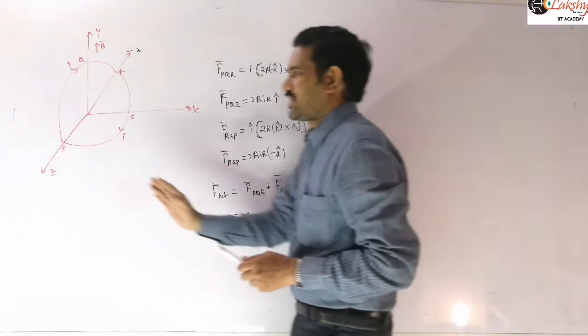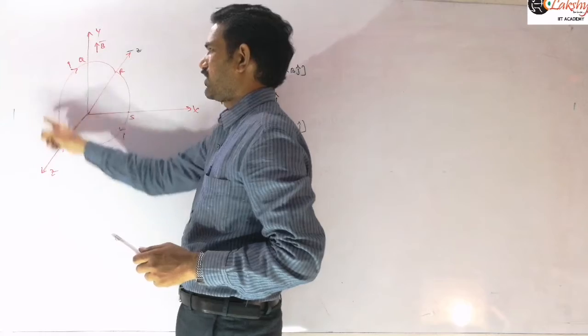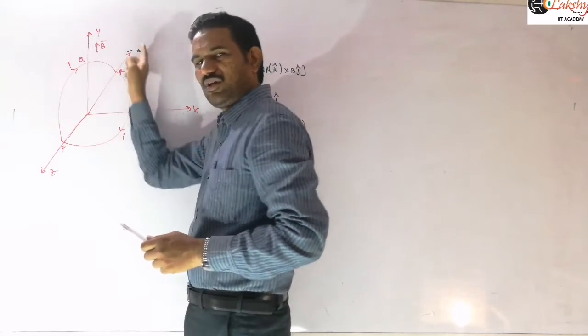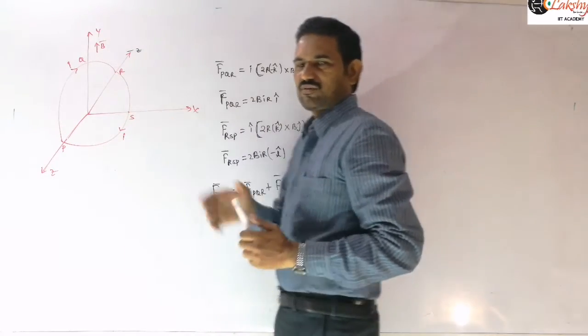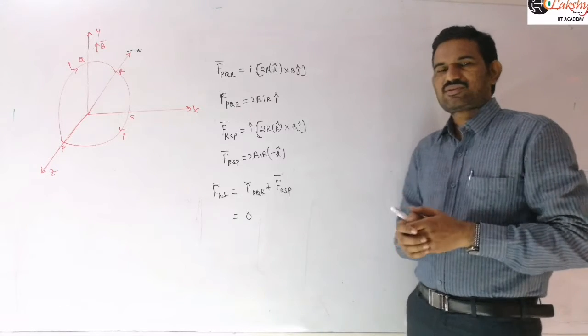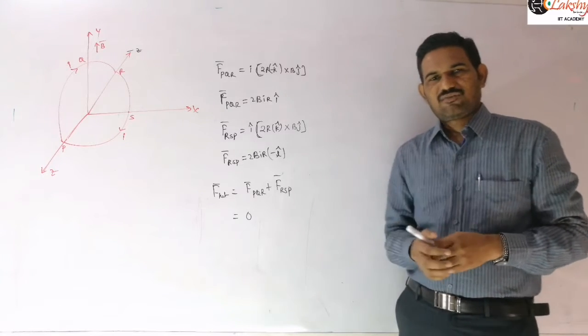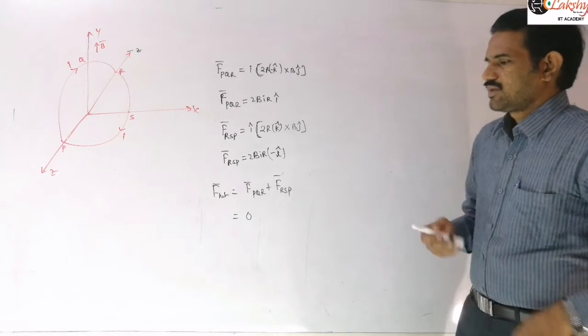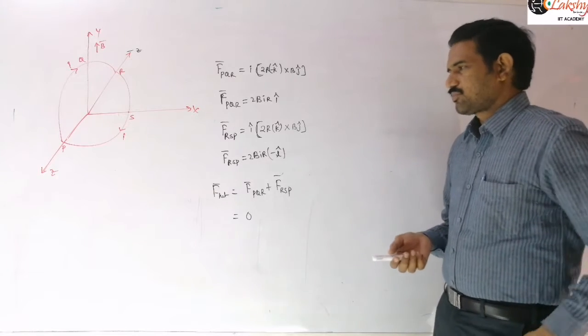If the current in this direction is from P to R, here it is P to R and here also it is PSR, that means P to R, then the forces acting on both the semicircles will be in the same direction and we need to add both of them, right? And so now let us see one more problem here.